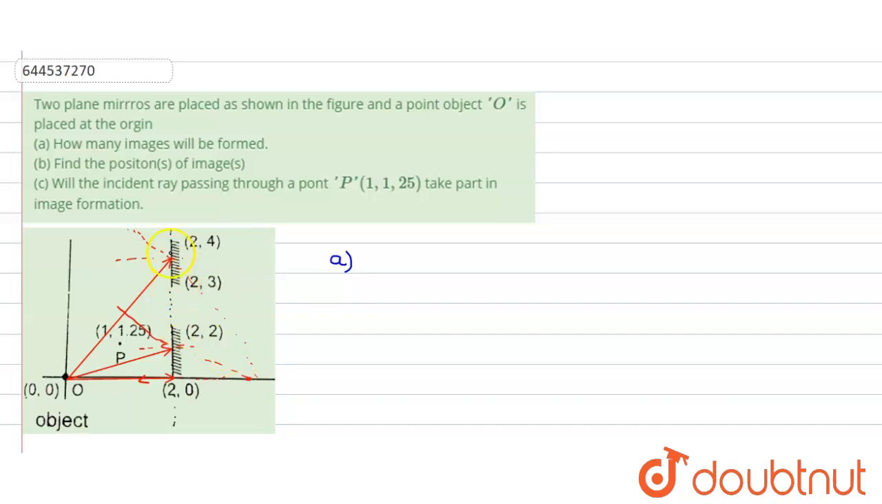So the thing is that if we extend these lines, if the mirrors are lying on a common line, they would be forming just a single image. So we can say that only a single image would be formed.